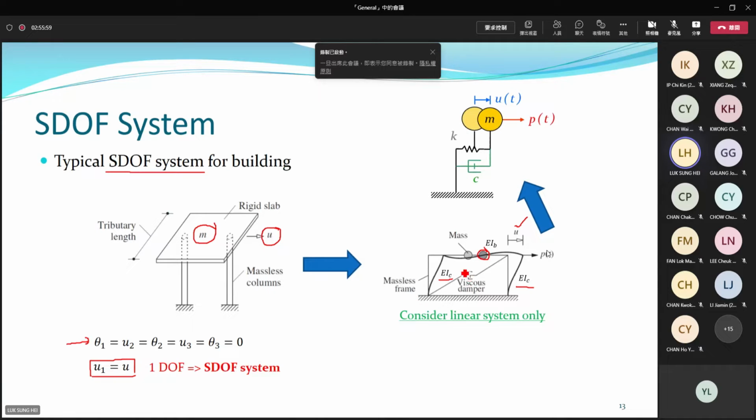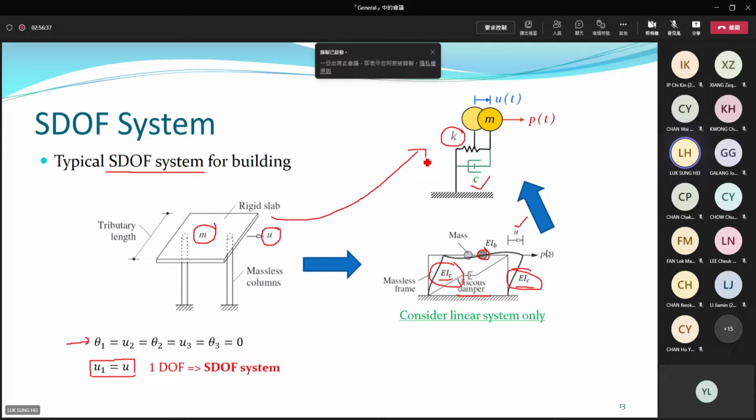We mentioned that we can combine the effect provided by the columns. We combine the stiffness provided by the columns into one single constant called K. K is the total stiffness provided by the two columns. For damping, energy dissipation, we can use a simple damper to describe the energy dissipation mechanism. So finally we convert a real problem into something like a ball and stick model.